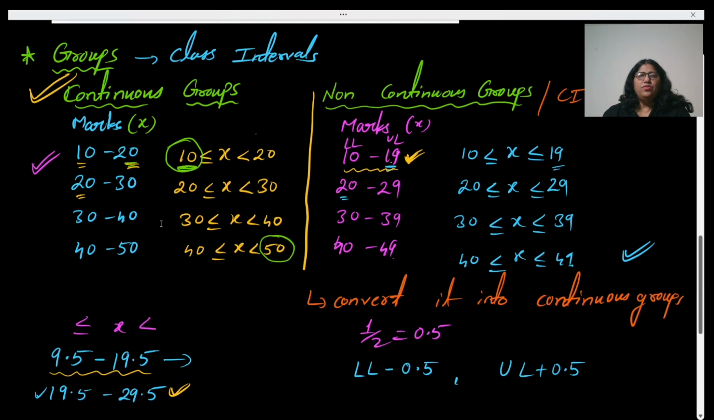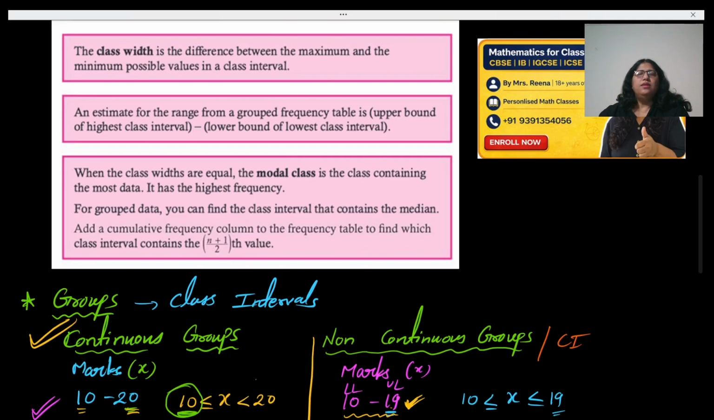Then other than range, we are going to find out how to calculate the modal class. Now, modal class you don't need to calculate. You just look for the class interval with the highest frequency. There can be unequal class widths also, but we are not going to take such data. You will always have equal class width, that means your class width is uniform across the class intervals. Whenever class widths are equal, the modal class is the class containing the most data, meaning the highest frequency class interval is known as the modal class.